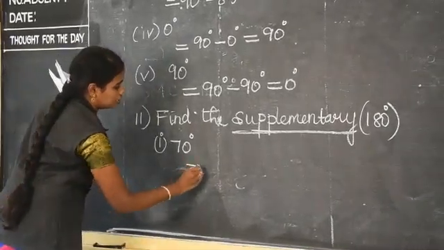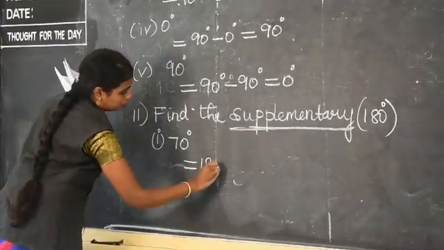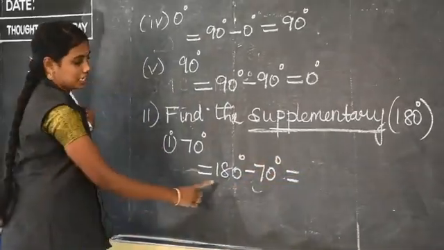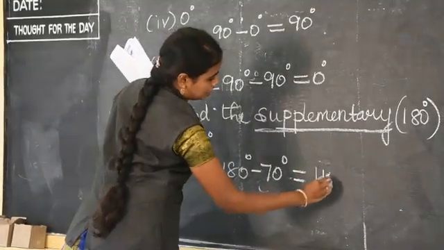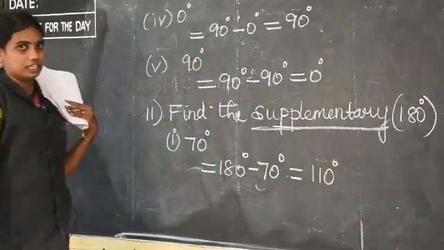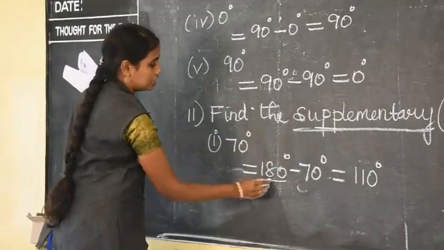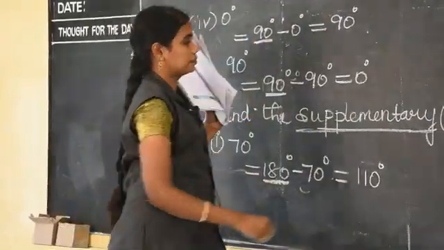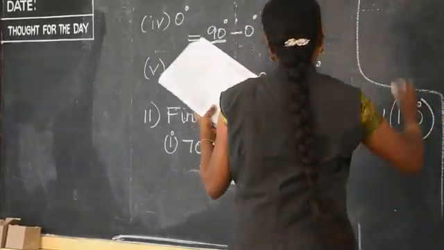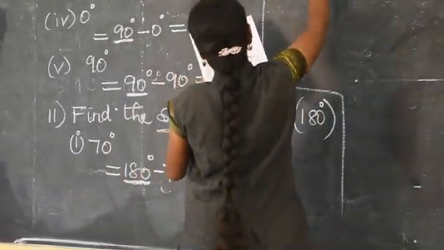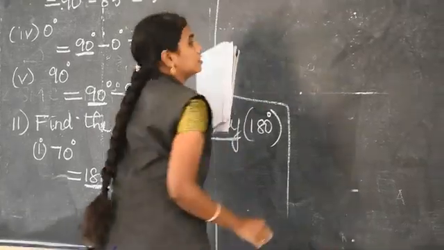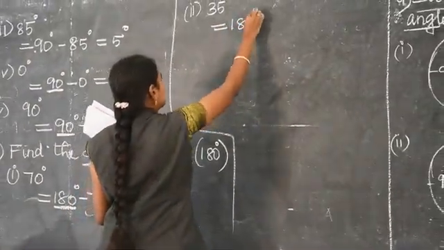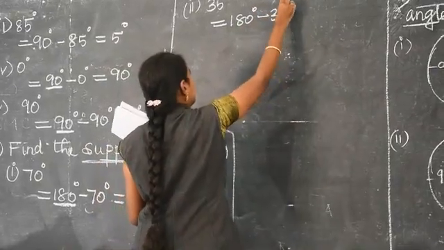Now total is 180. So 180 minus 70 is 110 degrees. Since it is supplementary, here it is 180. Here complementary means 90. Next option 2, 35 degrees. Since supplementary, 180 minus 35 degrees.